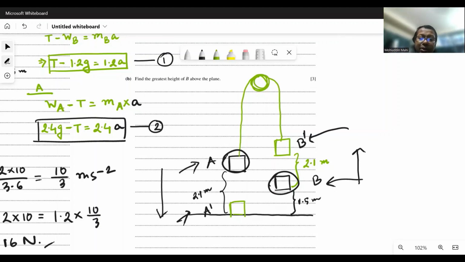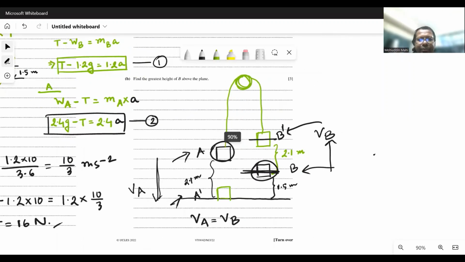So now, when A is going to touch the ground, just before touching the ground, it will have a velocity, say for example, VA. And B will move from here to here, and the velocity, let's consider, is VB. So the value of velocity of VA and VB is going to be equal. So let's find out that velocity because that's important.